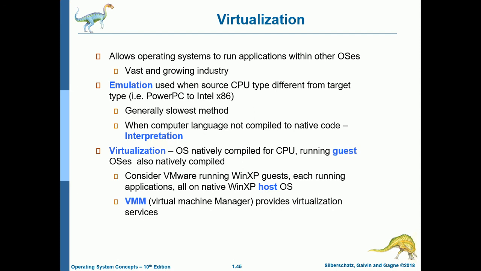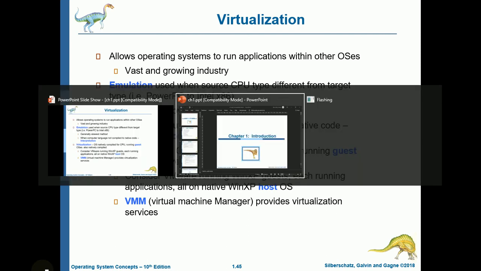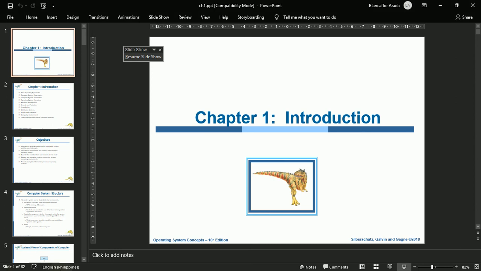So emulation is different from virtualization because, again, the source CPU type is different from the target type. And for virtualization, the OS is natively compiled for the CPU running guest OSs also natively compiled. So mostly emulation is used for games. For example, you have an ISO file for your PlayStation Portable game, and then you want to run it on your PC. So that's an example of emulation. I have an example here that can show the emulation.